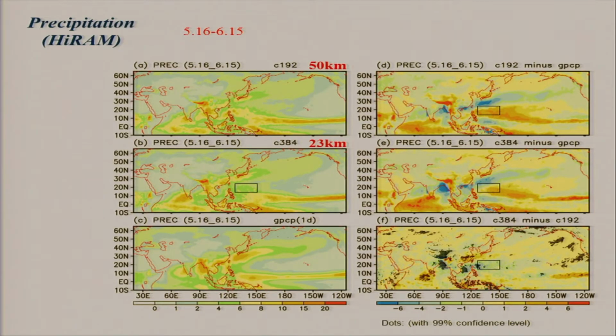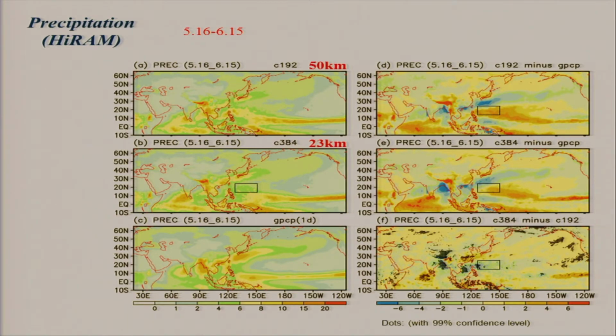Now let's focus on the HiRAM result and compare between the 50 kilometer and the 20 kilometer. This is the early summer, where the major features are the Meiyu rain belt and the monsoon over South Asia. As you can see here, this is the model output minus observation, and the GPCP data is used. It generally underestimated the precipitation in the Meiyu rain belt and overestimated the WNP monsoon.